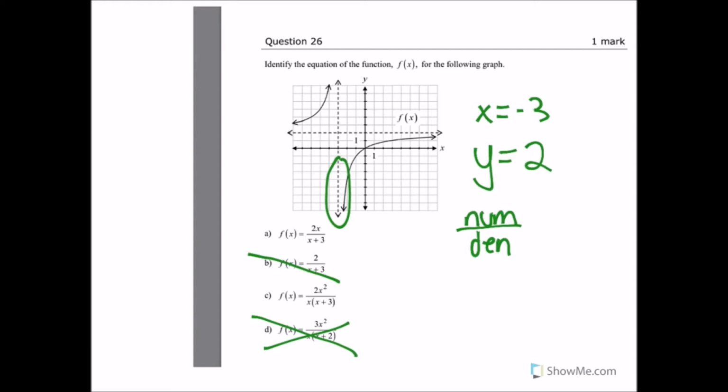The question with C is that there's an x on the bottom, right? This x here. So if C were the answer, there would be a hole at x equals 0, which there is not. We can see there's actually even a point at x equals 0. So that leaves A as the answer.